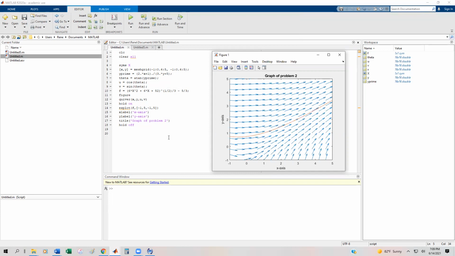So hopefully this is helpful for you to understand how to use MATLAB overall, and also how to use MATLAB to solve differential equations that are fairly well behaved, but then also to graph the slope fields to find the solutions of an initial value problem, and then to graph the slope field as well as the solution to the initial value problem on the same graph.